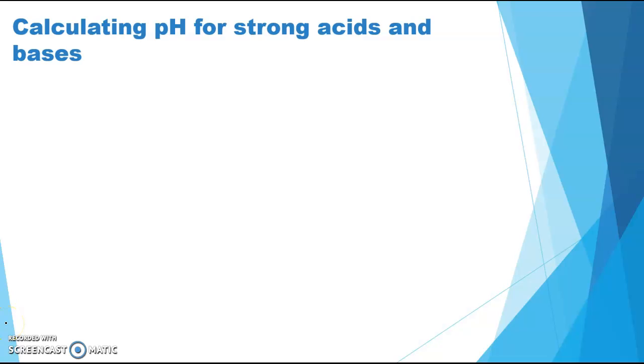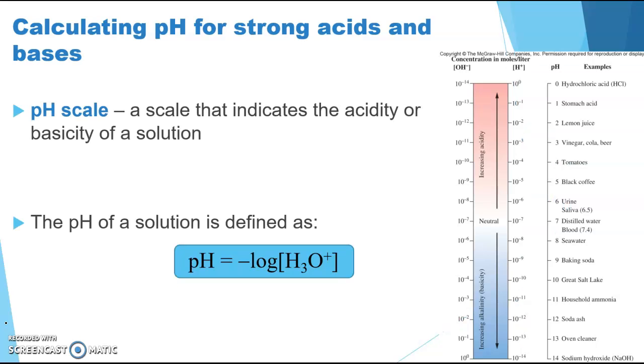So I want to talk to you about calculating pH for strong acids and bases, especially about the sig fig rules and using your calculator to do that. So you've already learned at this point about the pH scale and about calculating pH. And you've probably seen various versions of, like, here are some common pH examples.